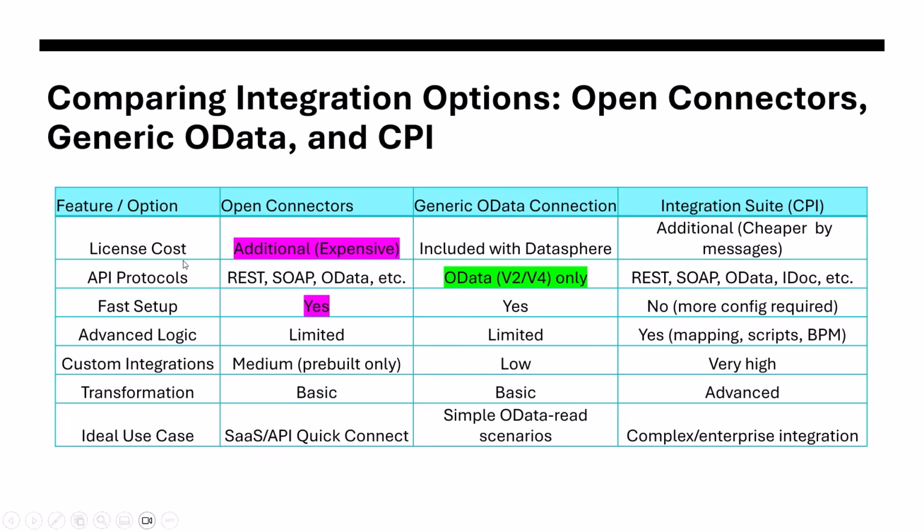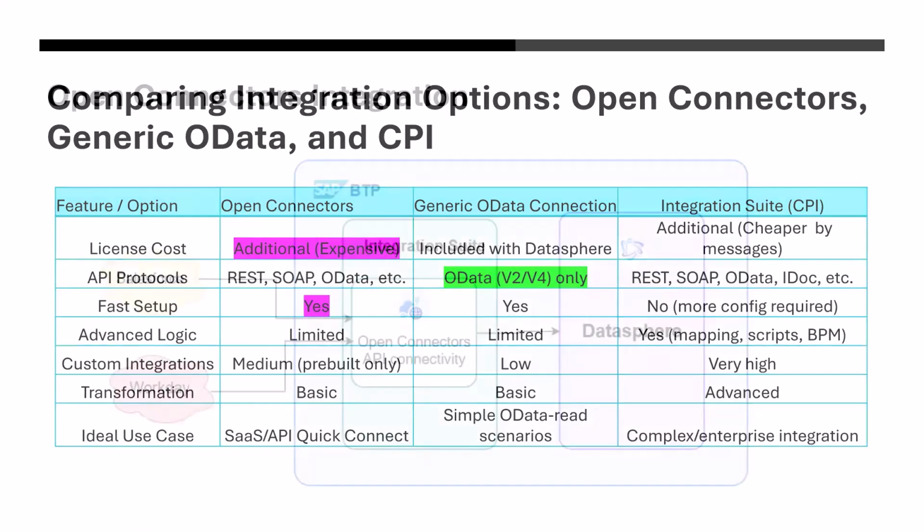So by comparing these three options together, open connectors, even though it is expensive, can directly integrate with your Datasphere system and connect to several cloud APIs like Workday and Salesforce APIs using pre-built API configurations. So this one will stand as the better option at this time.